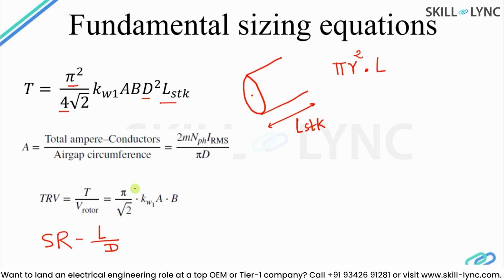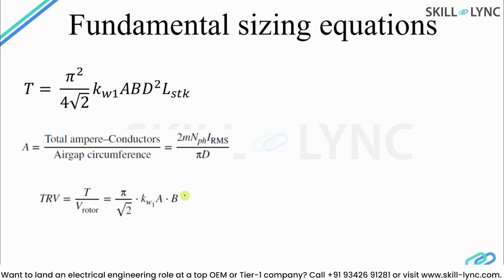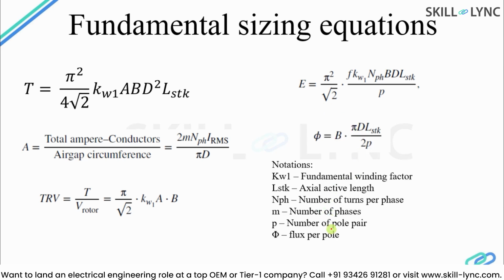And basically if you consider all this as constant, it's fundamentally the multiplication of A and B, which is electric and magnetic loading. Let's see other fundamental equations as well. This E is basically the EMF produced, or we can call it the back EMF, whose full name is back electromotive force produced in the winding, and it can be equated like this.